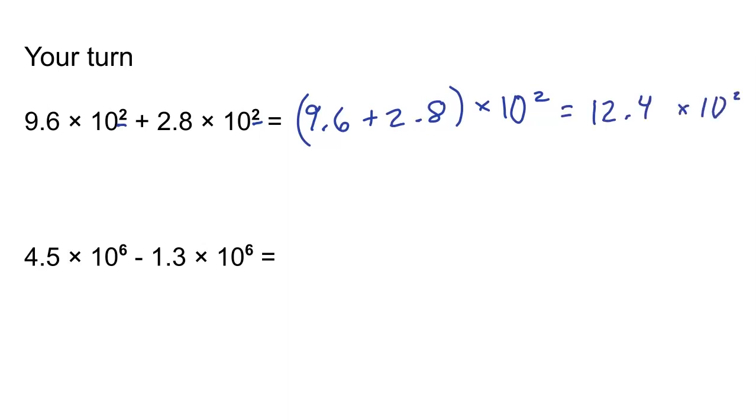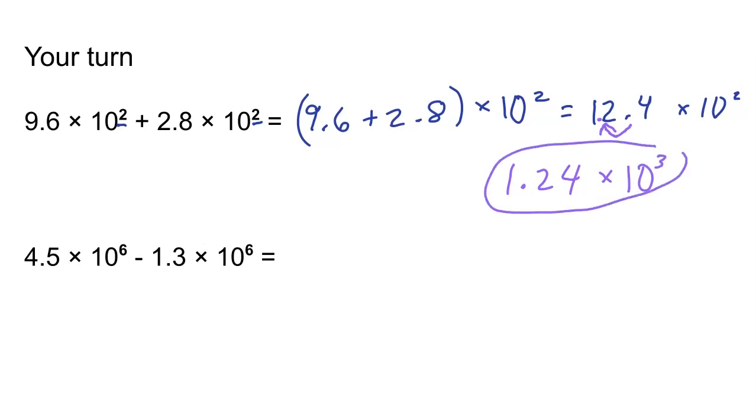But here the coefficient is greater than 10, so you need to move the decimal point one place to the left. So the new coefficient becomes 1.24. And since you move the decimal point to the left, you decrease the value by a factor of 10. So to make sure the value stays unchanged, you need to increase the value of the exponent by 1. So that becomes 10 cubed. So the final answer is 1.24 times 10 cubed.